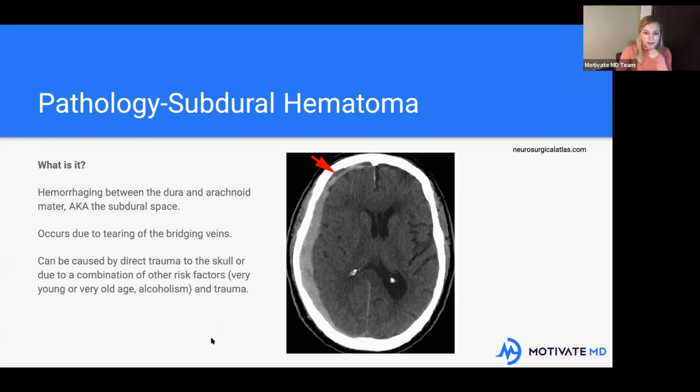Good question. And then one other risk factor I just wanted to mention is alcoholism. Does anybody have a guess as to why alcoholics are more at risk for a subdural hematoma versus another person in the population?